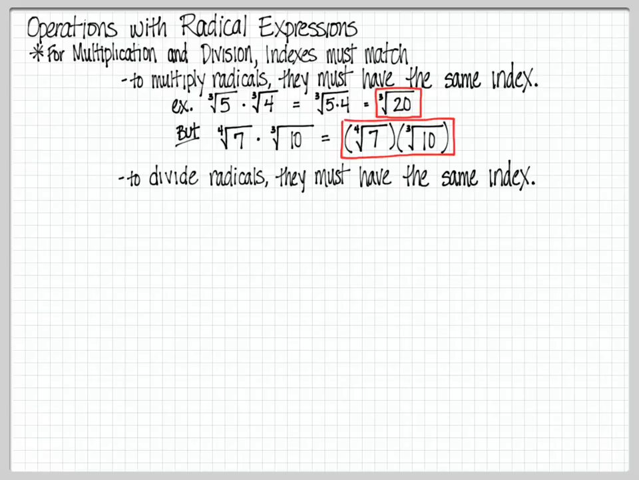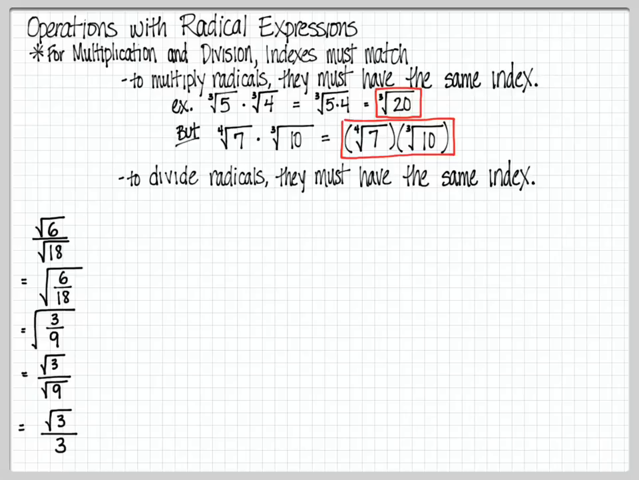To divide, they also have to have the same index. So here's two square roots that I'm dividing. The square root of 6 divided by the square root of 18. Granted, it looks like a fraction, but fractions is just one form of writing a division problem. Since they have the same index, I can write them all under one radical, then simplify that fraction, then break the fraction up because I notice the denominator can be simplified even more because I've got the square root of 9, and I have the final answer of the square root of 3 divided by 3.